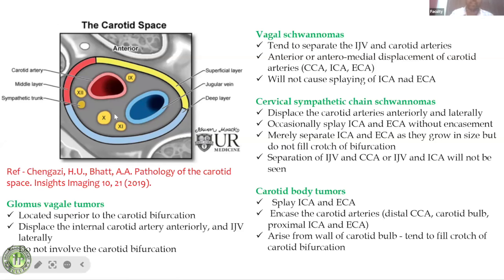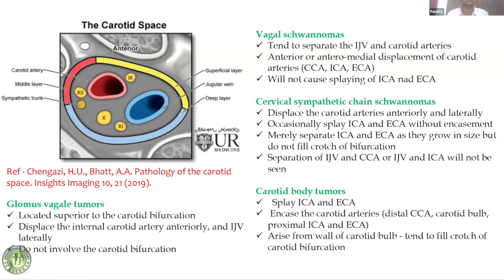or laterally. Whereas if it is a schwannoma arising from the sympathetic chain, the sympathetic trunk is located here, so it will cause an anterior displacement of the carotid and more of a lateral displacement of the IJV, but not a posterior displacement. It will cause more anterior displacement, or sometimes anterolateral displacement of the carotid artery, rather than an anteromedial displacement. So these are the points by which you localize a mass to the carotid space.